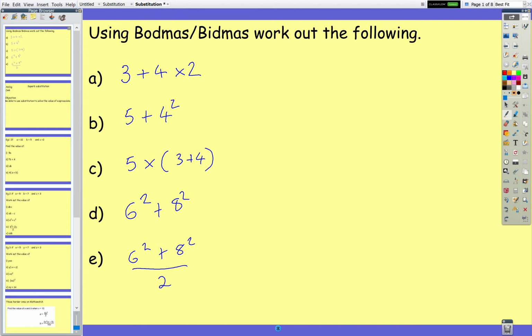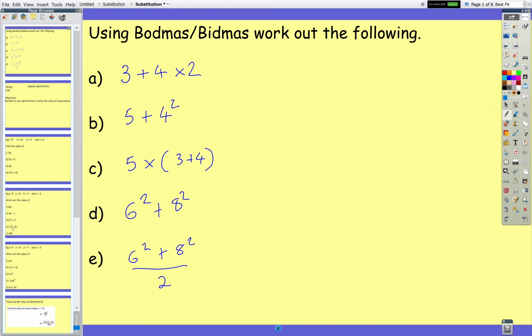Right, so this whole tutorial is going to be about BODMAS and how we use this within Substitution. So let's have a look at the first question. If you want to have a quick go at these ones, pause the video and then I'll come back to you. So if you want to pause it now. Now hopefully you've completed these questions. Now using BODMAS or BIDMAS, okay.